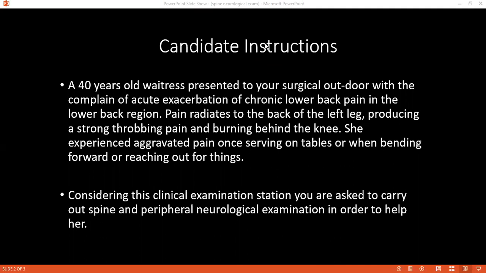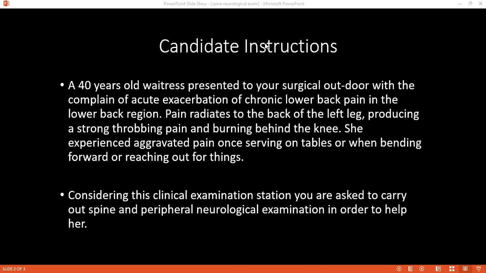And then I will check the tone of the lower limb, that is leg lift and leg roll. I will gently lift the knee and note that the heel should be touching the flat of the bed. And then I will roll the leg to look for the tone.